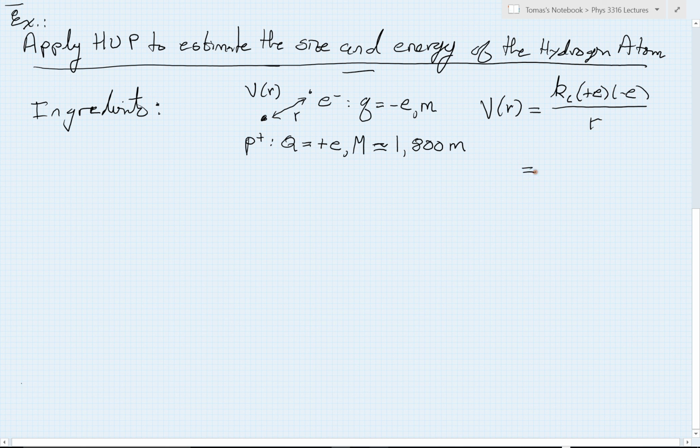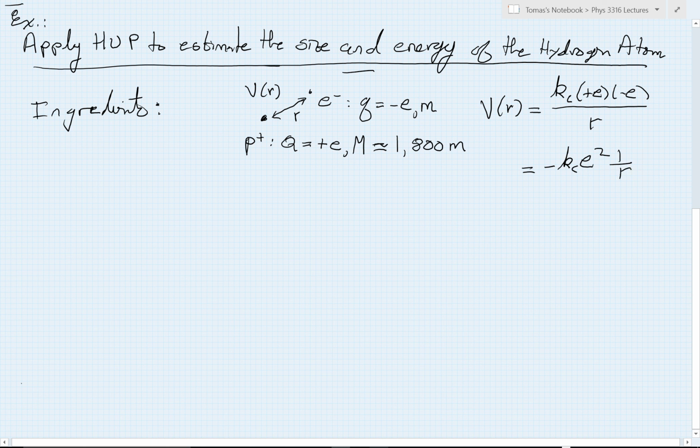And we can simplify this. There's a net minus sign, so it's minus this combination of constants, Coulomb's constant times e squared. That's a combination we will see come up quite frequently, times 1 over the distance.